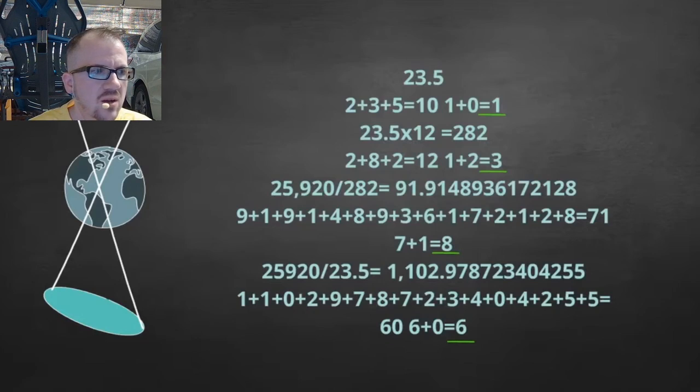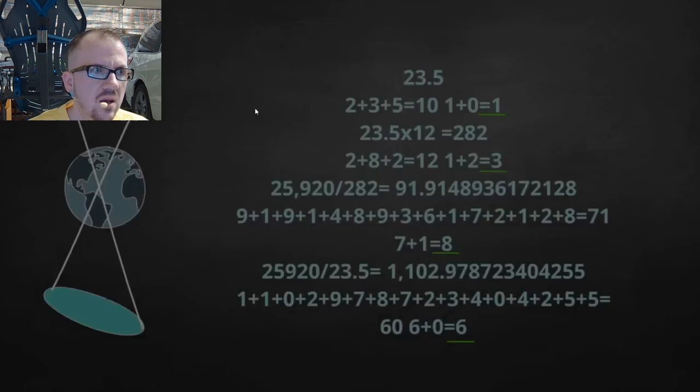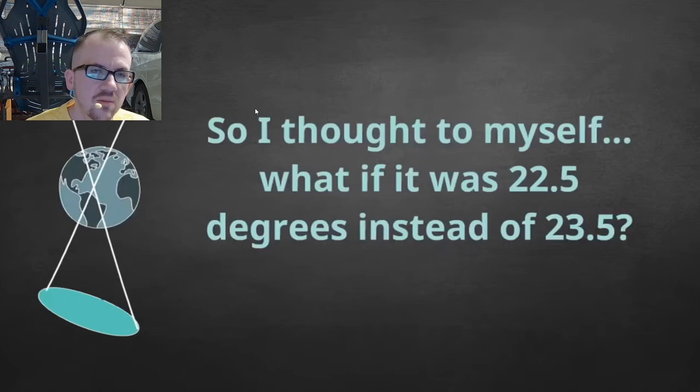And 25,920 divided by 23.5, which is what they were saying, ends up being 1,102.978723404255. I did the math, and that's a 6. None of these things equal 9. All right? However, if you shift just slightly, instead of 23.5 to 22.5, everything ends up making sense.